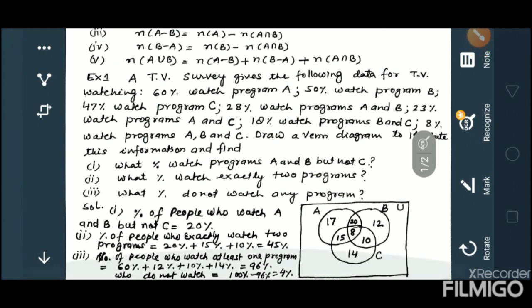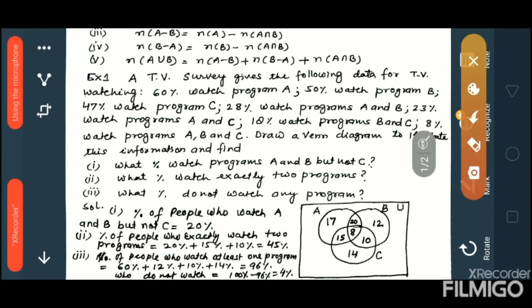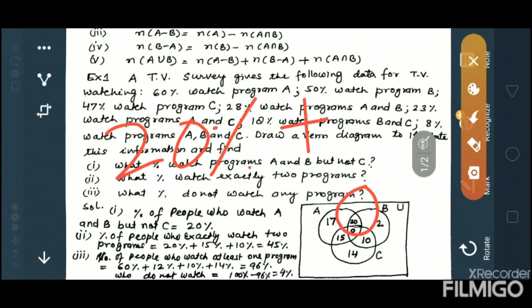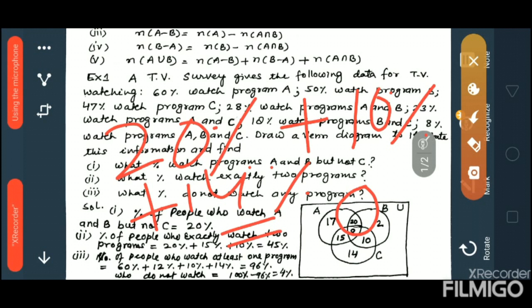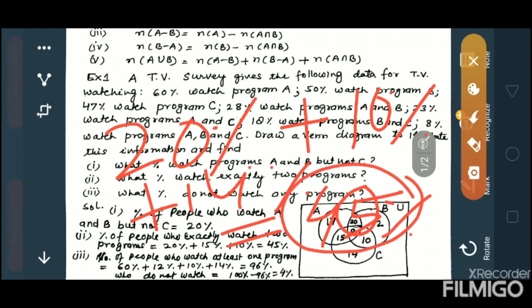Now part 2, the percent of people who watch exactly 2 programs. Exactly 2 programs means the third will not be included. Exactly A and B is 20%, exactly B and C is 10%, exactly A and C is 15%. This total will be equal to 45%, meaning 45% people watch exactly 2 programs.